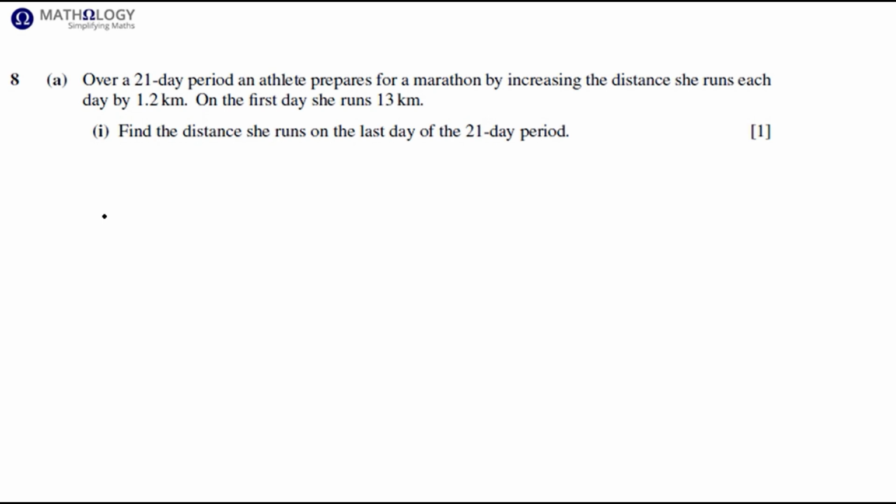Question 8. Over a 21-day period, an athlete prepares for a marathon by increasing the distance she runs each day by 1.2 kilometers. On the first day, she runs 13 kilometers. Find the distance she runs on the last day of the 21-day period.